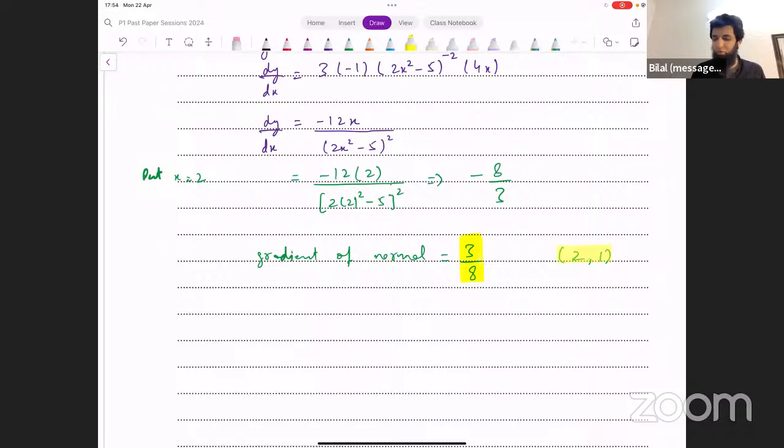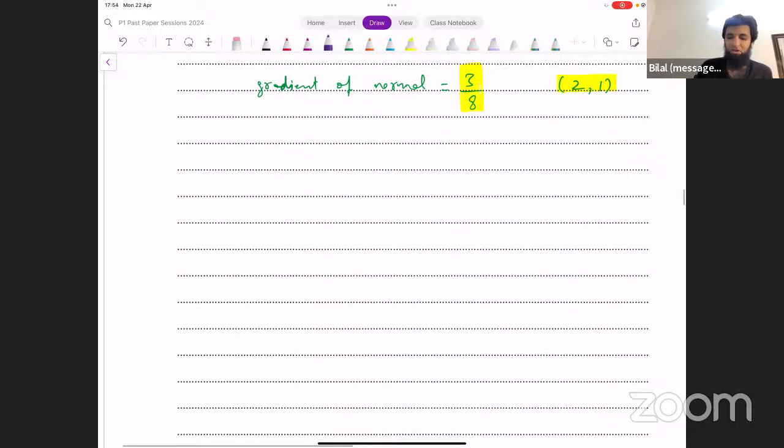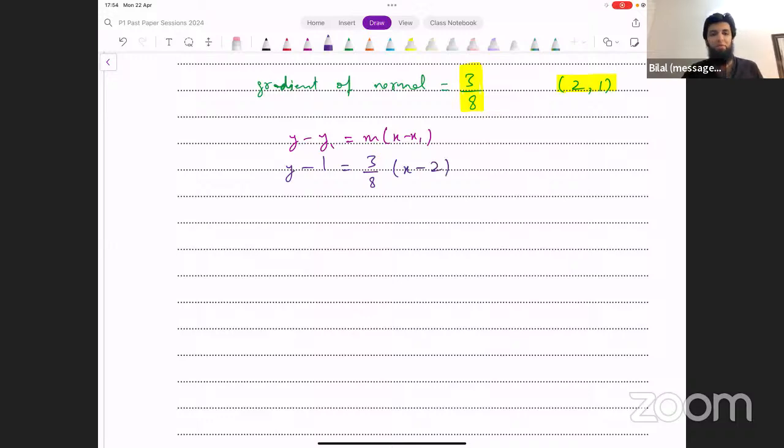These were the coordinates of the point. We can write down the equation of the normal. It's a straight line. y minus y1 equals m into x minus x1. Let's just input values in this. You get y minus 1 equal to m, which is 3 over 8, into x minus 2. And that's the result that we get from this.